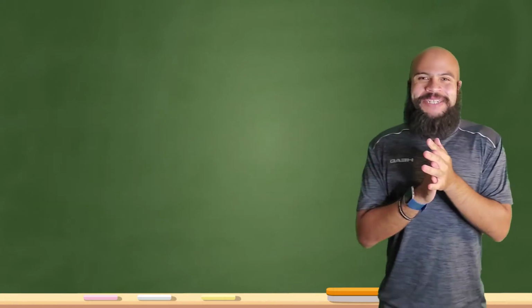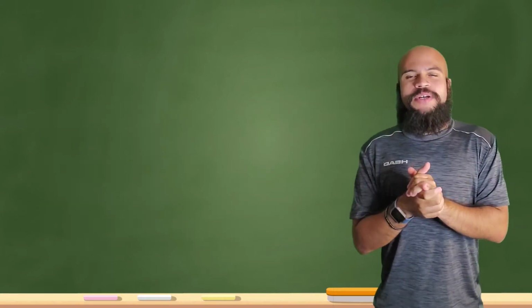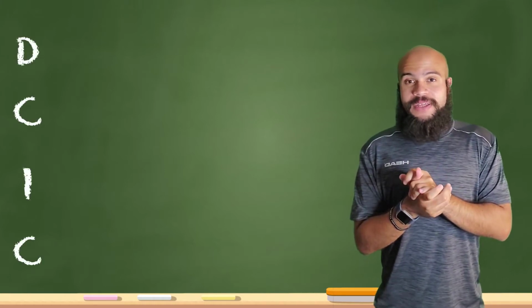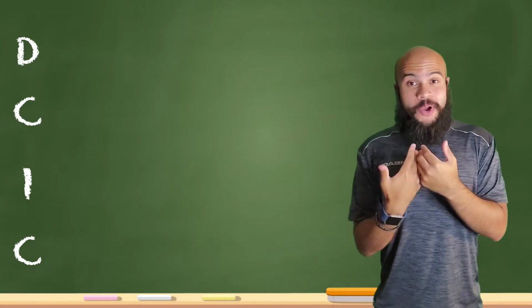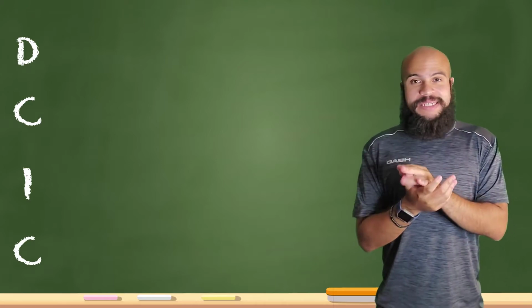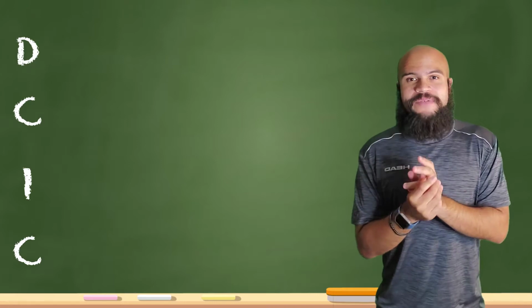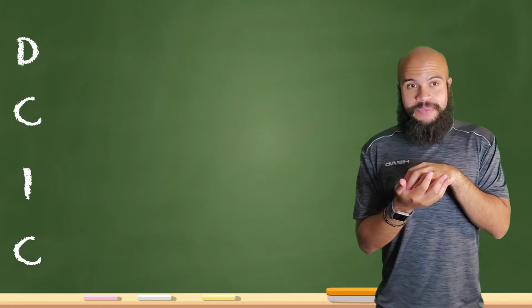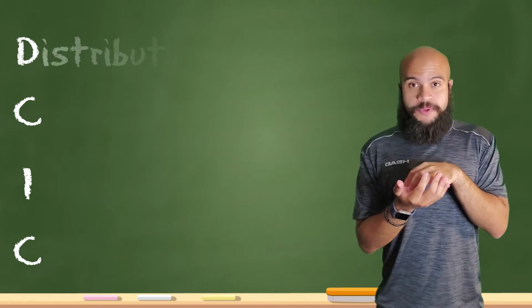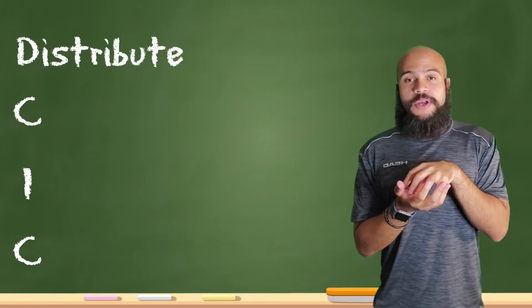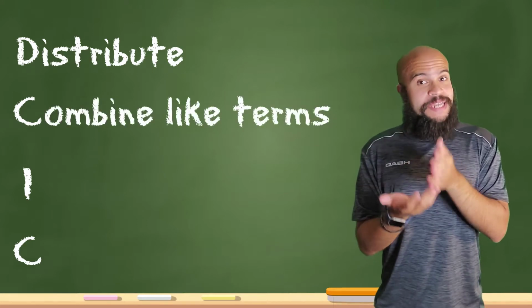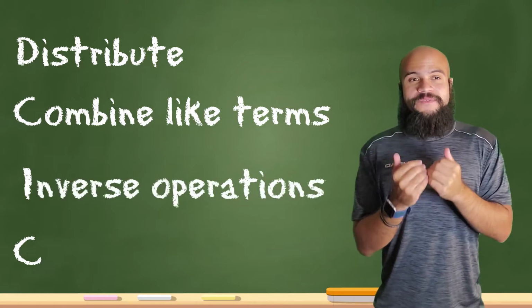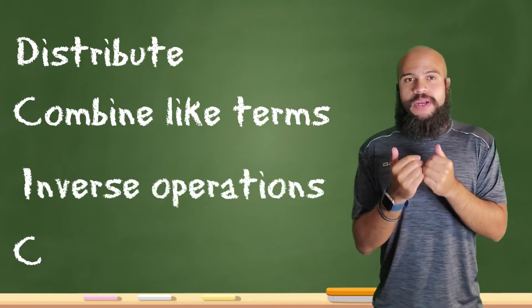Now, with solving equations for today, we are going to use the acronym DCIC. Feel free to call it DSIC, Dkick. I'm going to call it Dkick a lot, or just DCIC. Whatever it takes for you to remember this and commit it to memory. In this acronym, D stands for distribute, C stands for combine like terms on the same side of the equation, I stands for using inverses to solve, and the final C stands for checking your answer.